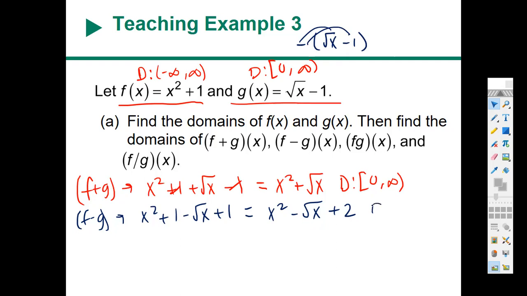And again, we have a domain restriction because of our square root. What can x not be? Negative. So we still have to start at 0 and work our way to infinity.